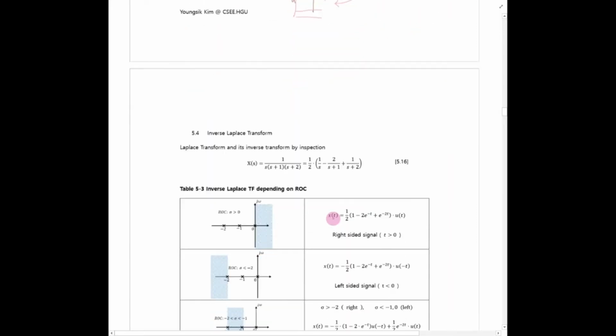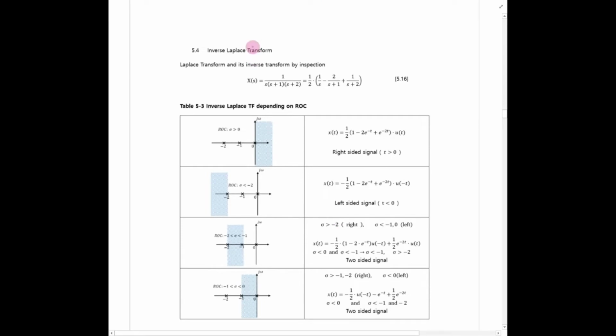The next topic: let's think about the inverse Laplace transform. When we take the inverse Laplace transform, we need to consider the region of convergence. Firstly, let's look at this Laplace transform. X(s) is defined as 1 over s times (s plus 1) times (s plus 2), like that. We need partial fraction expansion. Partial fraction decomposition gives these expressions.